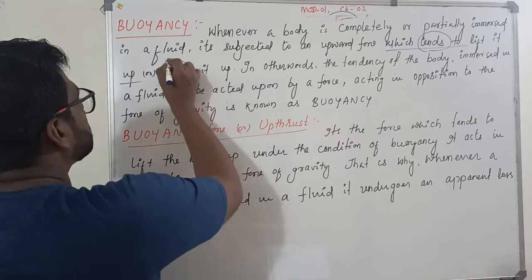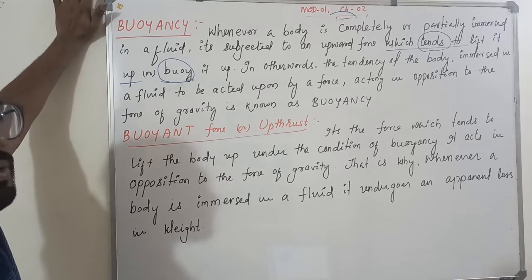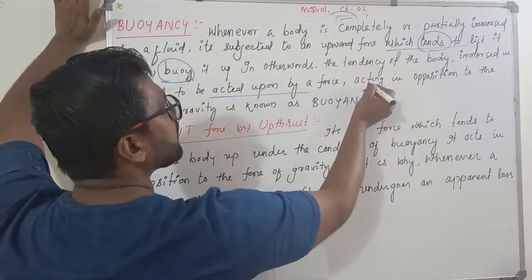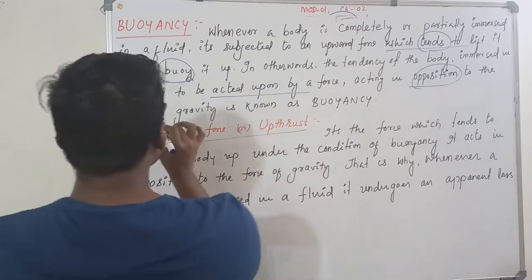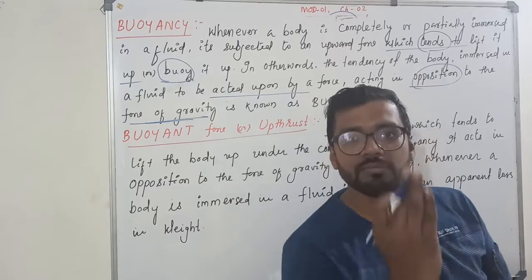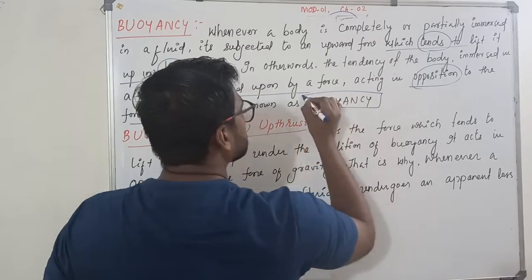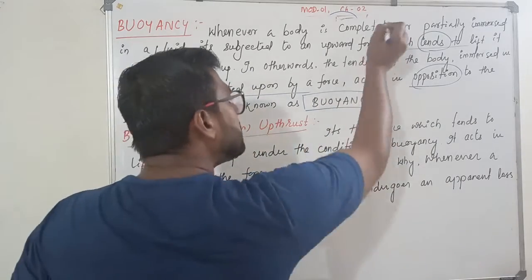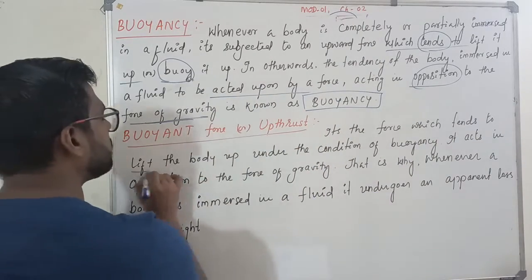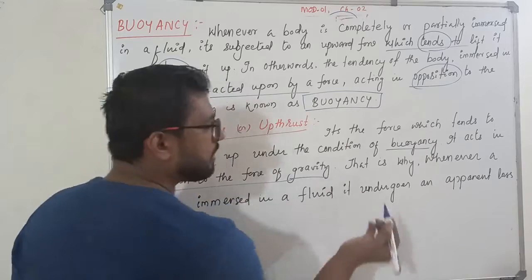Or buoy it up. So this is also known as buoy. From buoy, it is buoyancy, however you pronounce it. In other words, the tendency of a body immersed in a fluid to be acted upon by a force which acts opposite to the gravity force. Gravity always pulls downward, but the buoyancy force is upward. Opposite to the force of gravity is known as what? Buoyancy. So buoyancy is the tendency. Now buoyant force or upthrust is the force which tends to lift the body up under the condition of buoyancy. It acts opposite to the force of gravity.